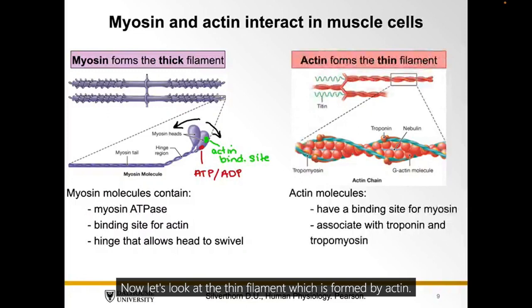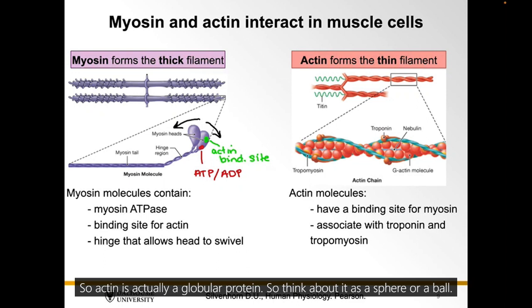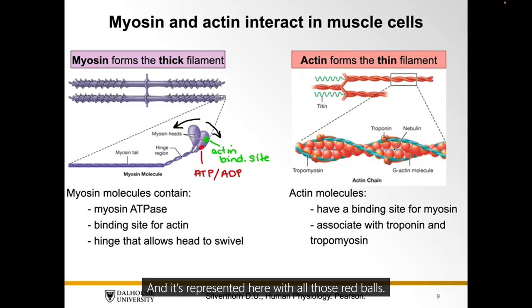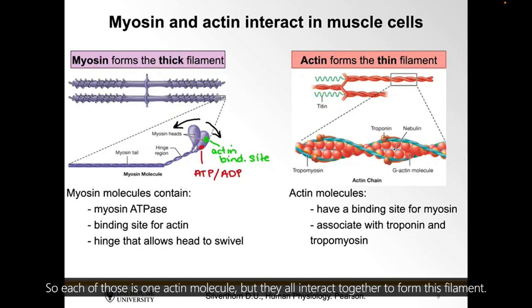Now let's look at the thin filament, which is formed by actin. So actin is actually a globular protein. So think about it as a sphere or a ball. And it's represented here with all those red balls. So each of those is one actin molecule, but they all interact together to form this filament.